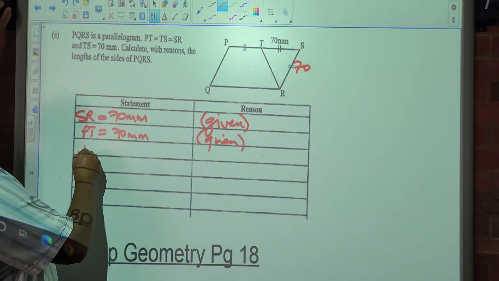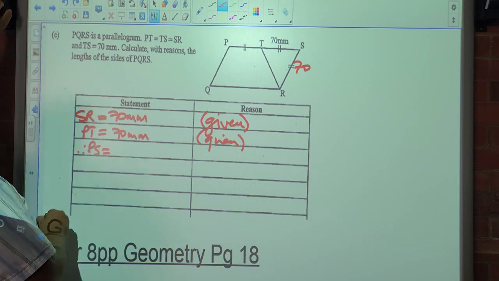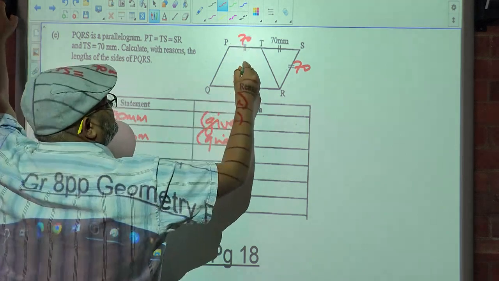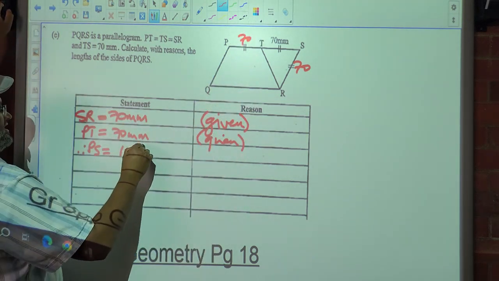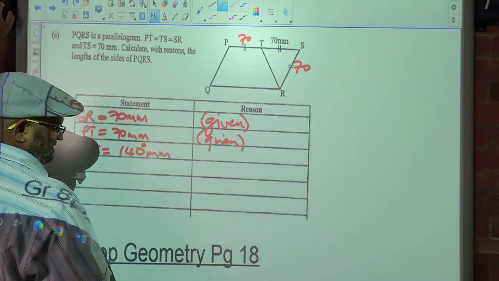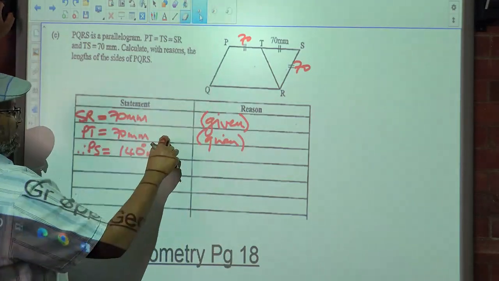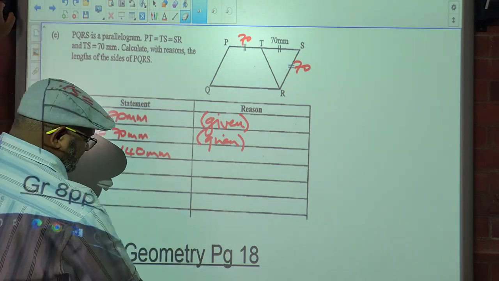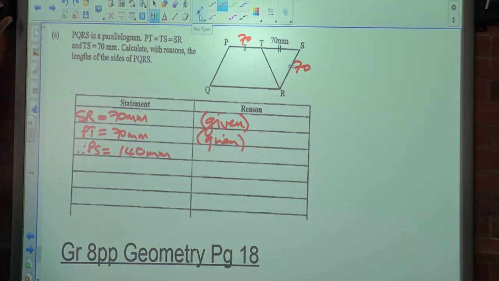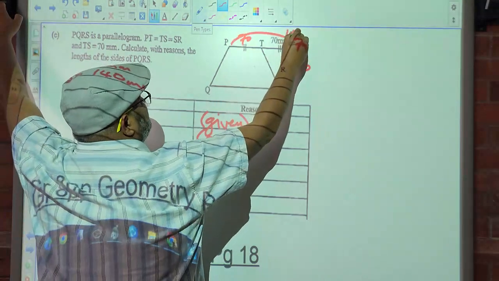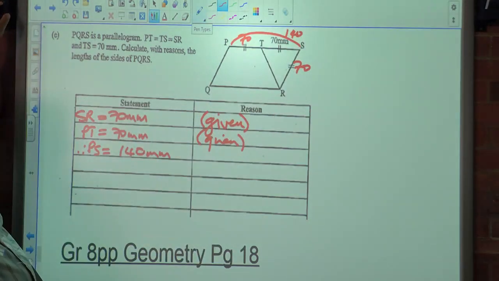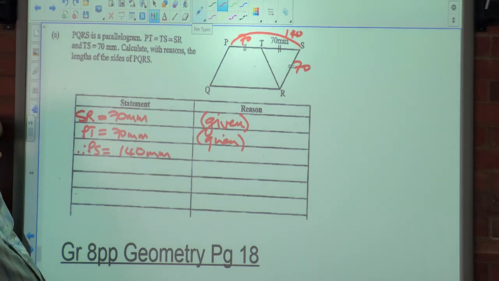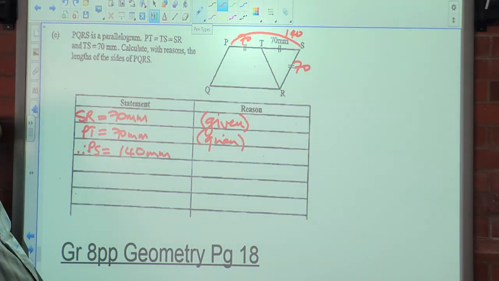So therefore PS is what? 140. Any reason required there? No. Why not? We are not using any Euclidean geometry reasoning. Okay, so that is just 140. Yes, Michael? Is it fine if I said SP equals ST plus PT? Yeah, just gives yourself more work, but no problem. Okay.